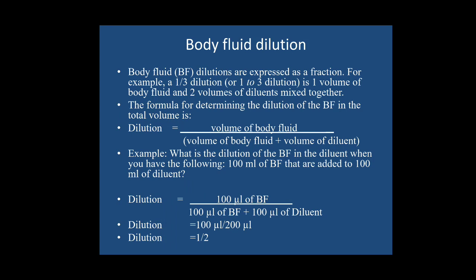If you read the definition again, you will understand better. So dilution is equal to the formula you applied, 100 microliter of body fluid divided by 100 microliter body fluid plus 100 microliter diluent. So how much is it? 1 by 2 dilution. So this is how you calculate. Suppose you are taking 100 ml of body fluid and adding 200 ml of diluent, it will be 1 by 3 dilution.